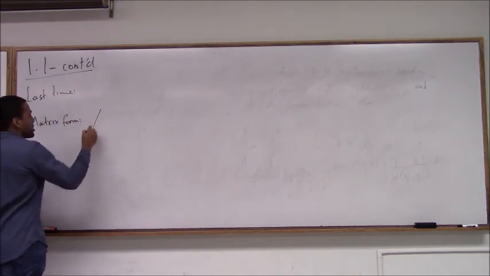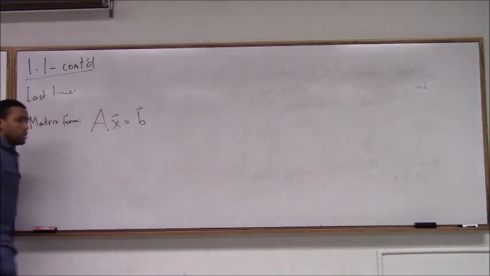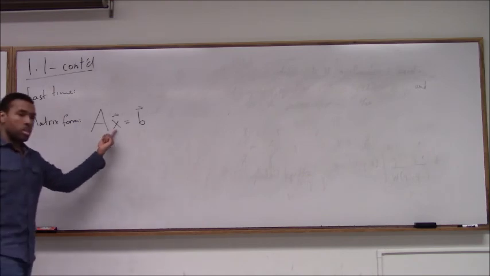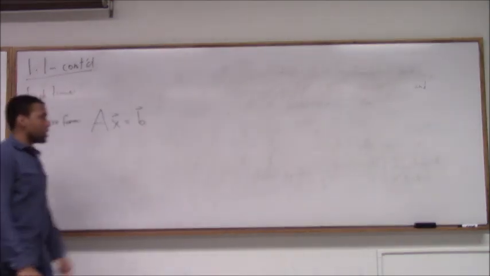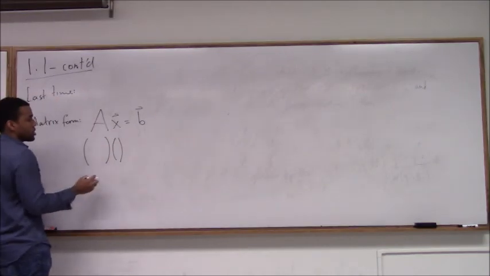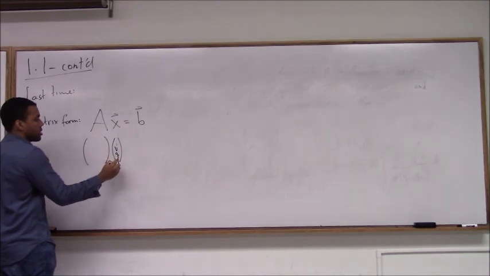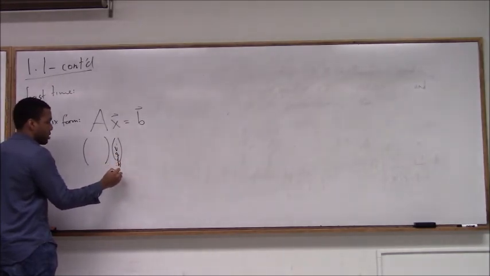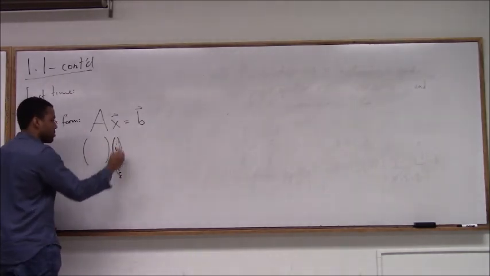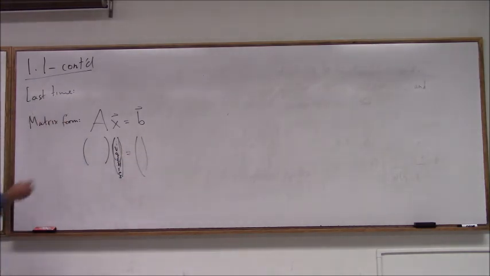This was when you can represent a system as AX equals B, where that was your coefficient matrix, this was the solution matrix, and that was the constant matrix, right? So you can write it as one matrix times another matrix that has all your variables here. And then you can have another matrix here that has all the constants, and the coefficients go here.